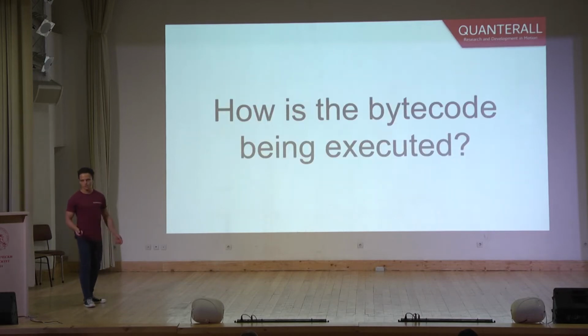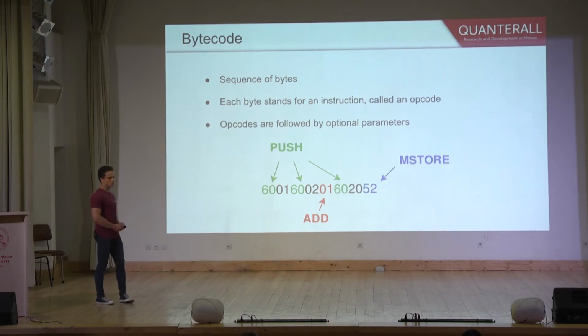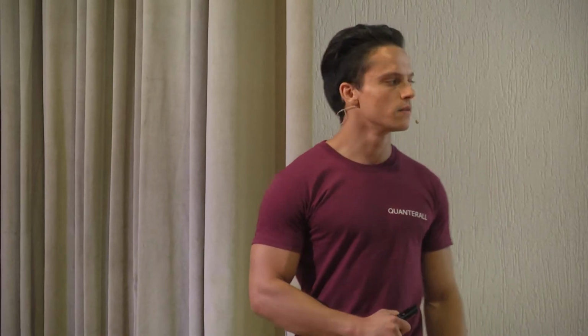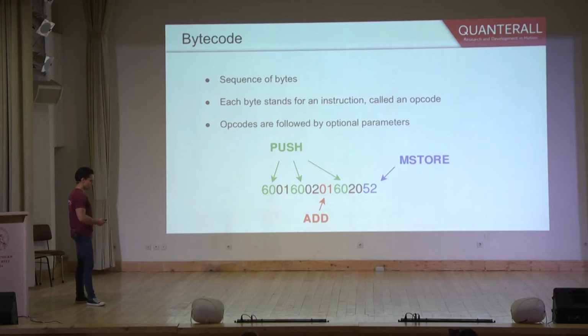So how is the bytecode being executed? The bytecode first is just a sequence of bytes. And each byte stands for an instruction which is called an opcode. And usually opcodes are followed by optional parameters. So most often the bytecode will be represented by hexadecimal values. And here we have a pretty simple example of a bytecode. So 1 byte will be represented by 2 digits.